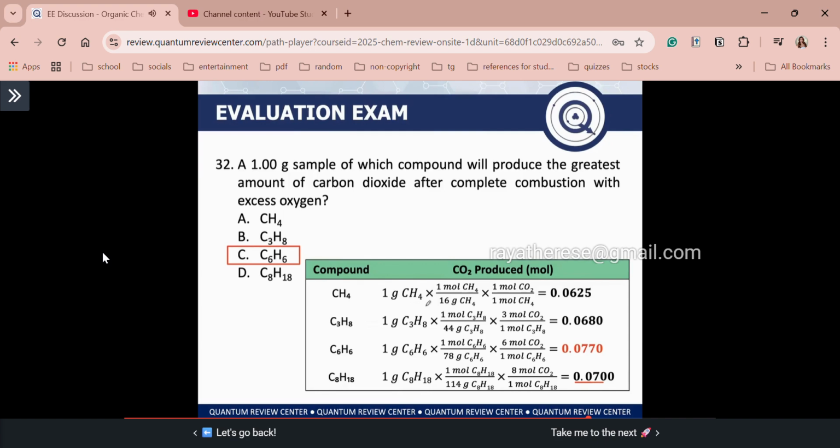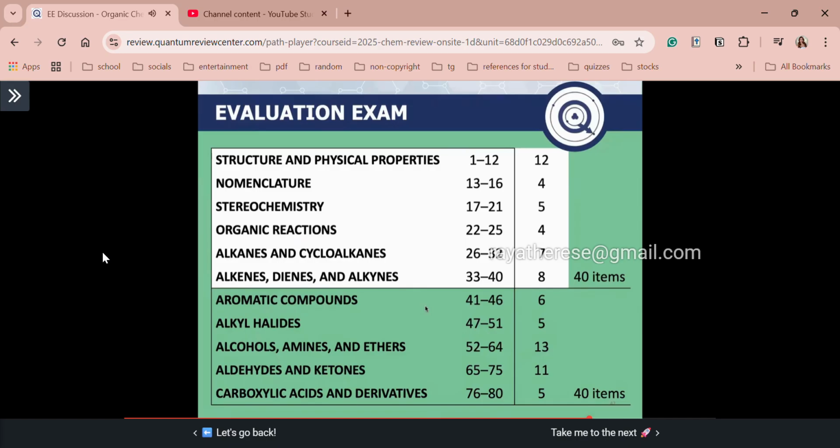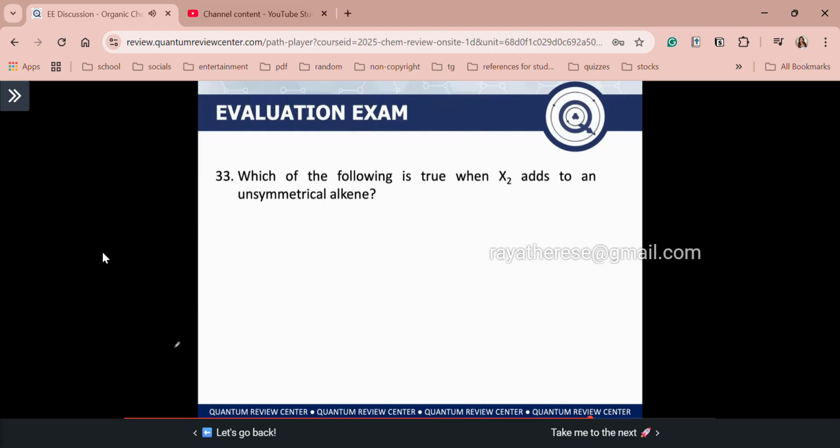So now let's proceed with our last topic for our basic organic chemistry, alkenes, dienes, and alkynes. So let's start with item 33. Which of the following is true when halogen adds to an unsymmetrical alkene? So this is our halogenation reaction of alkenes. Let's check the key features. Class, again, the choices are all about the key features.